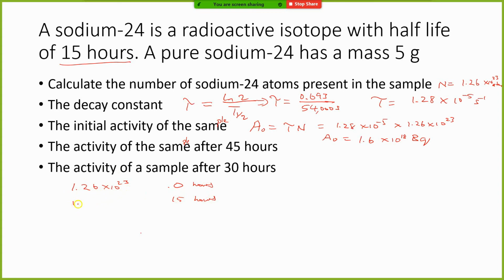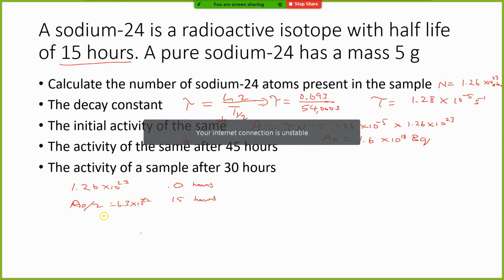So we could just say, all right, activity divided by 2. Initial activity divided by 2. And when we do that, you would essentially be saying 1.26 e to the 23rd divided by 2. We would get a value of, you know, 6.3 times 10 to the 22 atoms in a sense, right?